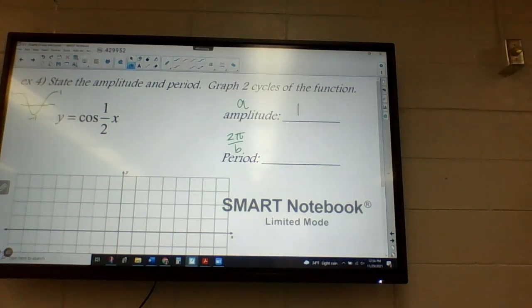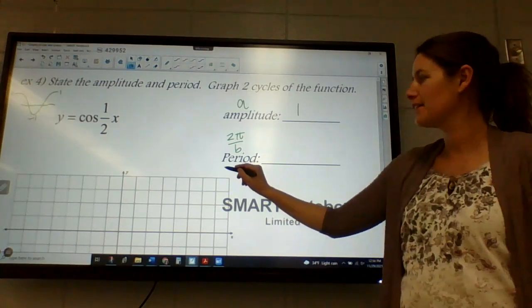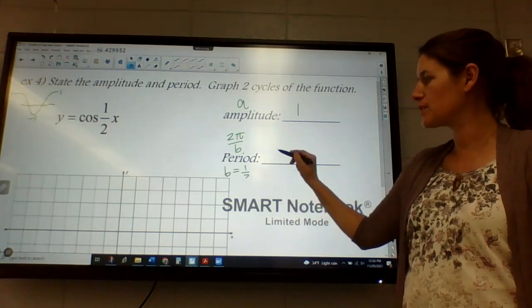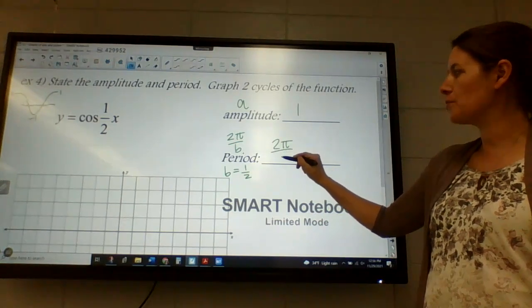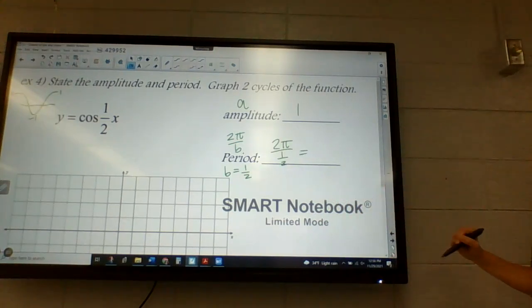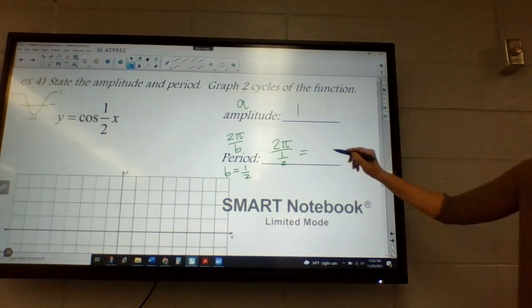And now this one, the period, the b value is 1/2. So we had talked about one like this already. So it's 2 pi over 1/2, which really just becomes 4 pi. Okay.